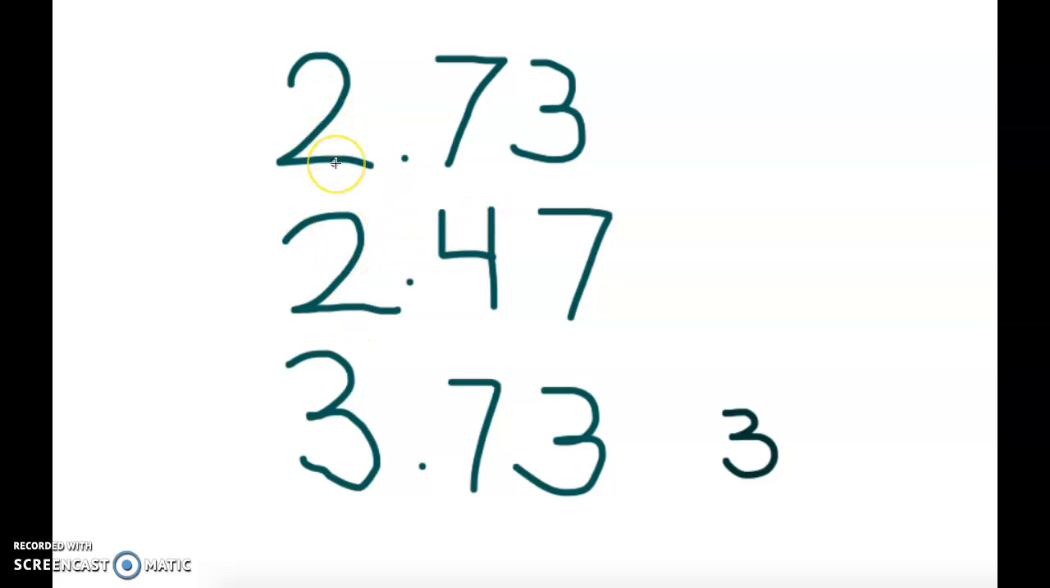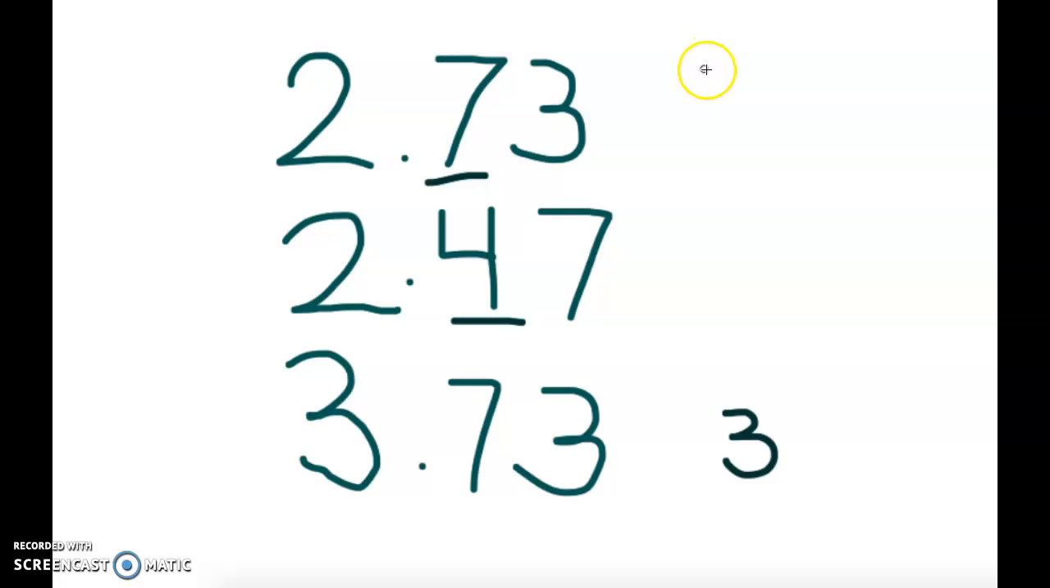Since 2 is in the ones place in both these numbers, we move to the right. We look at the tenths place, which in this number is a 7, and this number is a 4. Which is greater? Good, the 7 is greater. So we don't have to go any further.